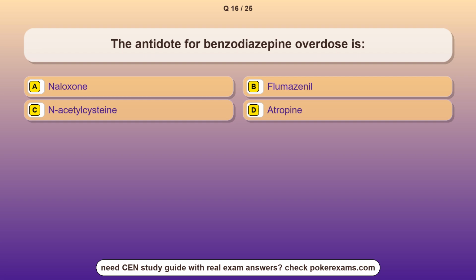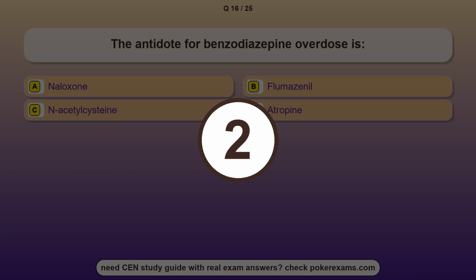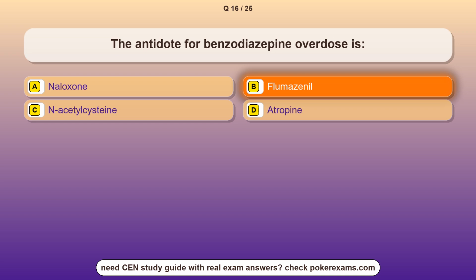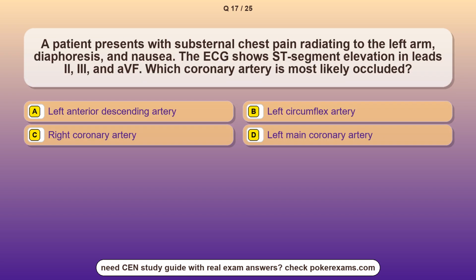Question 16. The antidote for benzodiazepine overdose is: Option A. Naloxone. Option B. Flumazenil. Option C. N-acetylcysteine. Option D. Atropine. The correct answer is option B. Flumazenil.